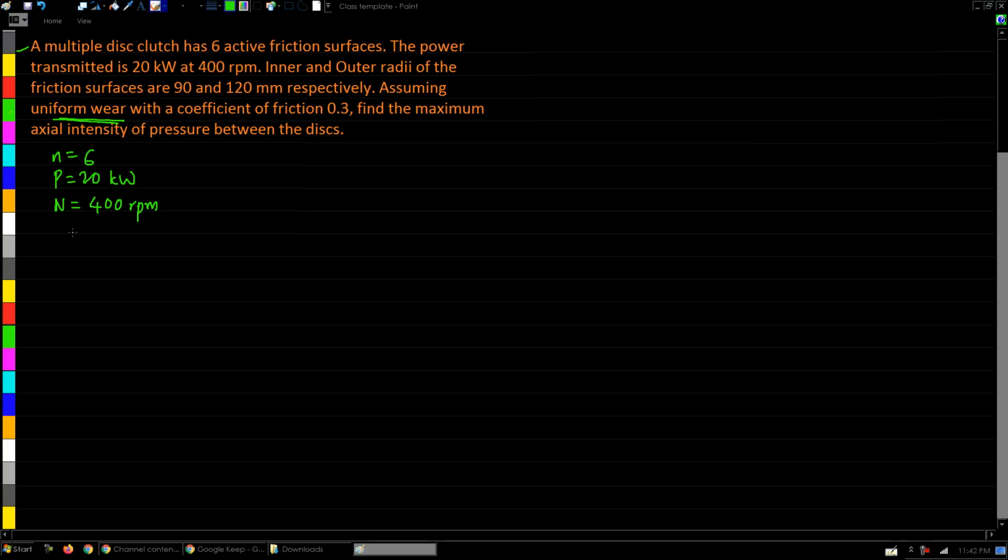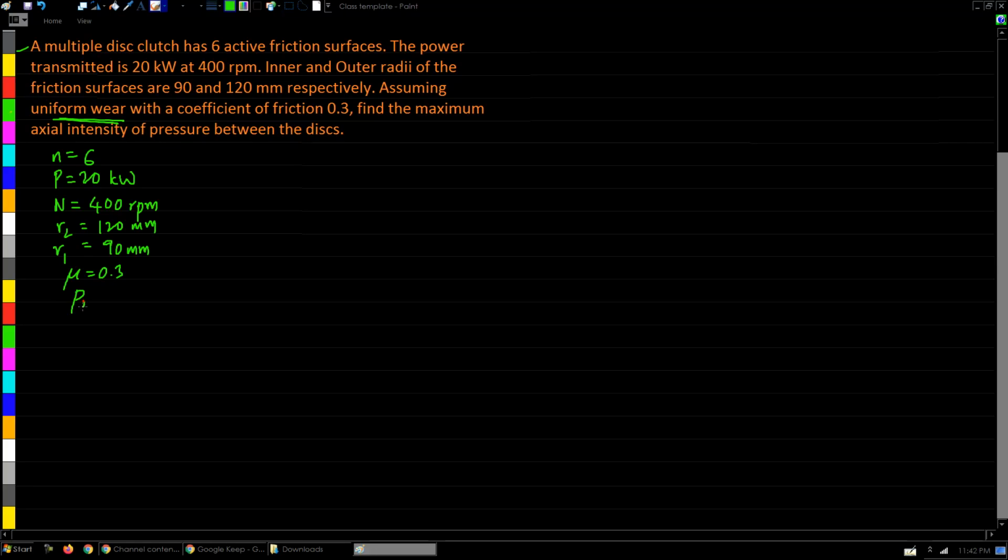And the inner and outer radii of the friction surfaces, that is R2 and R1, R2 being the larger one, that's 120, and R1 being the smaller one, that is 90 mm. These are the radii. So we have to assume that there is uniform wear and the coefficient of friction, that's mu, that is 0.3. And we are asked to find the maximum axial intensity of the pressure.